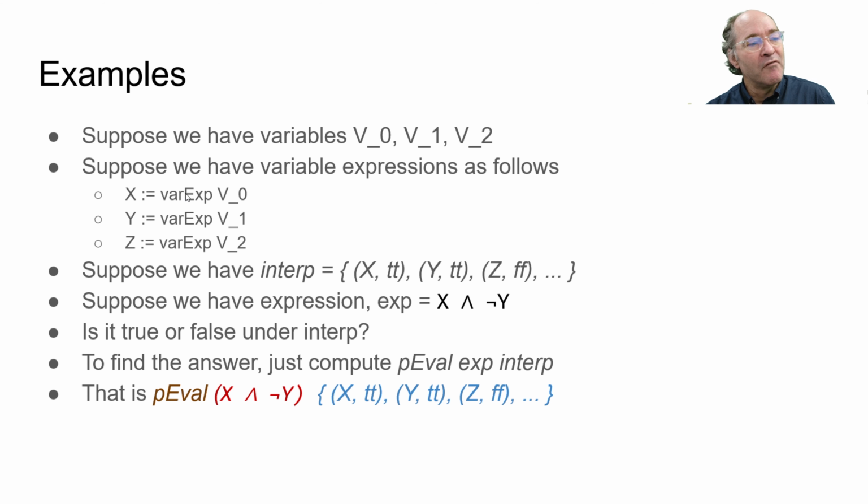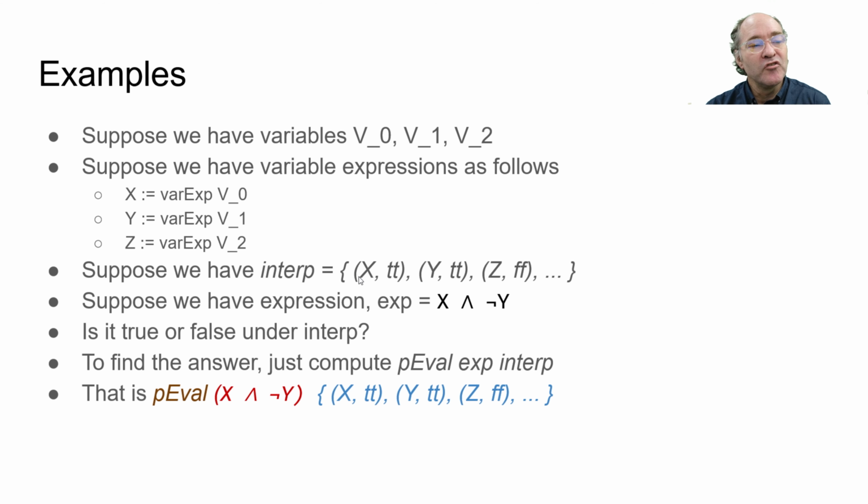Okay, so suppose that we have variable expressions now, x, y, and z, and we have an interpretation function that looks like this. If you apply this interpretation function to the x variable expression, pardon me, this is actually wrong. An interpretation function would apply to v0, v1, and v2. This is a bug on my slide. I'll fix it before I post these slides. An interpretation function maps variables, not variable expressions, to Boolean values. So, in your notes, this should be v sub 0, v sub 1, and v sub 2. Okay?